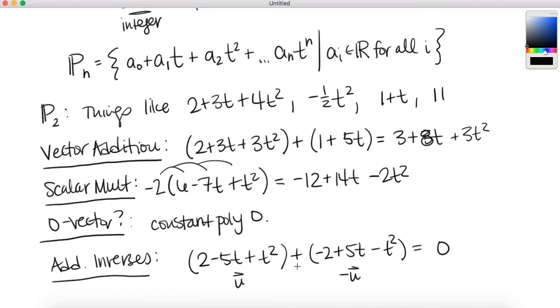All right, and we inherit all of those other requirements, those axioms, just based on these operations. They're nice. They fulfill the 10 axioms of a vector space. So there's a little bit of a non-traditional vector space.